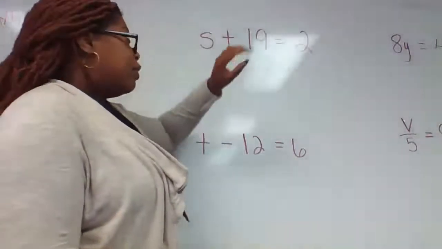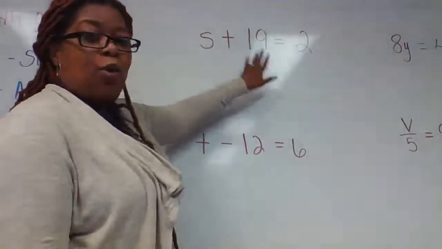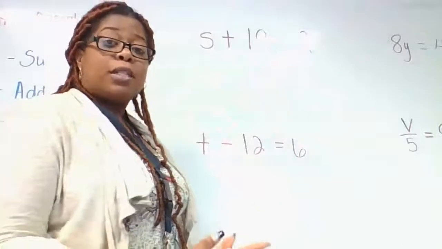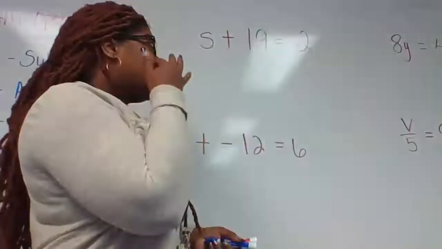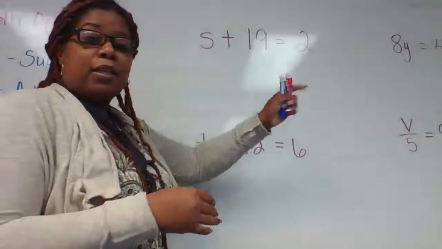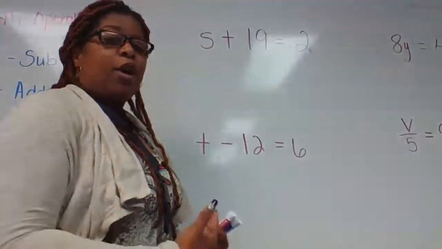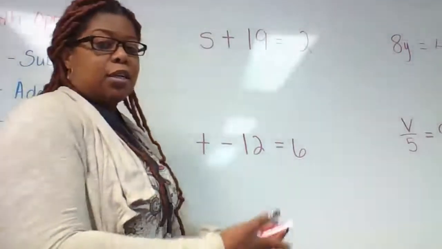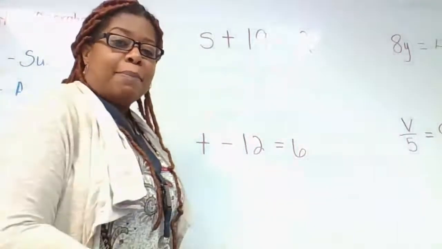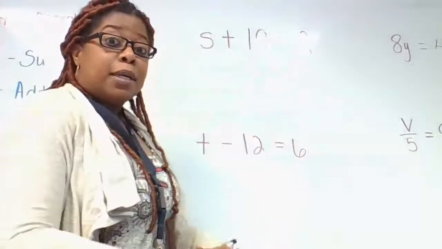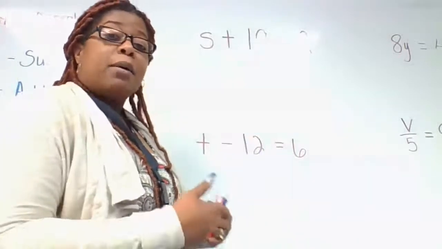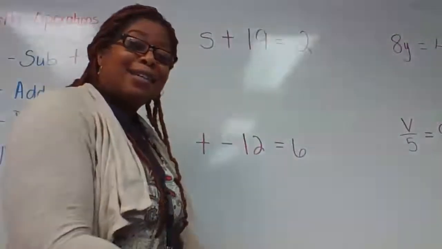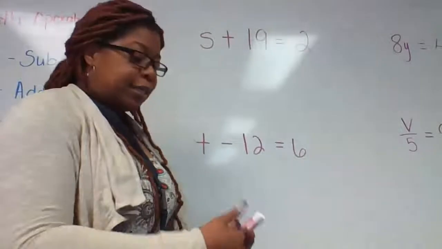As you see, there is a positive 19 or plus 19. Remember I told you add, plus, positive, they're all the same thing. So we have plus 19 or positive 19. In order to get rid of positive 19 or plus 19, we have to do the opposite. And the opposite of plus 19 is minus 19. The opposite of positive 19 is negative 19.